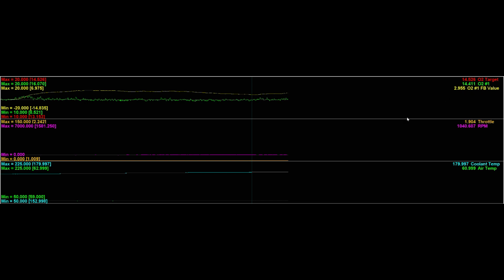It's idyllic. And so again, I don't have any problems at all with idle other than the first 30 seconds. So we'll make some changes there in warm-up enrichment.